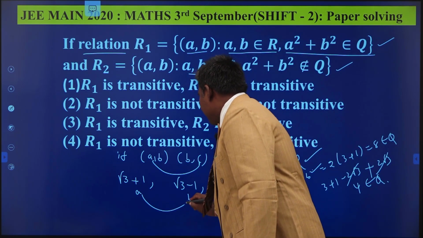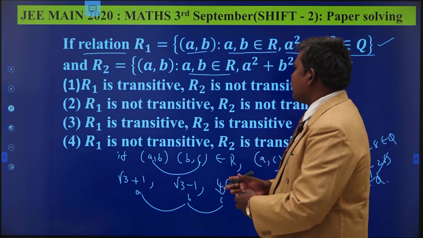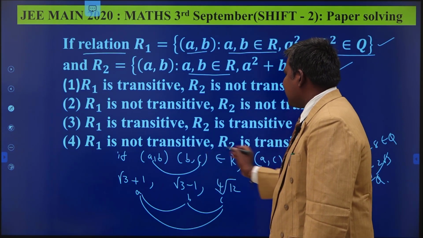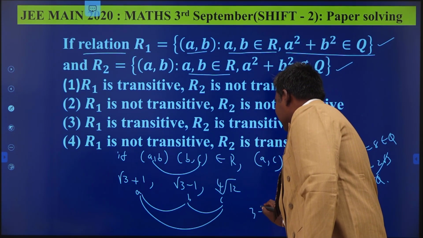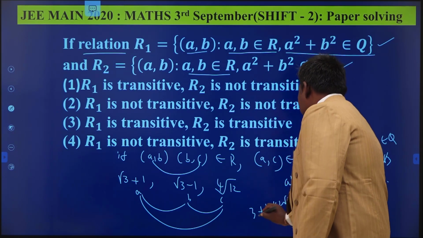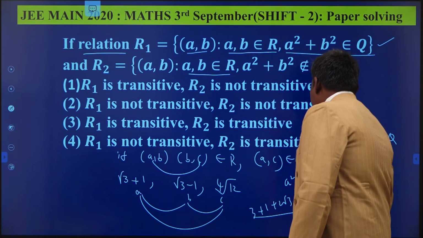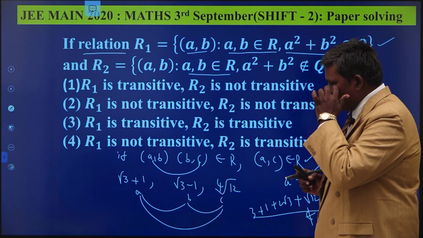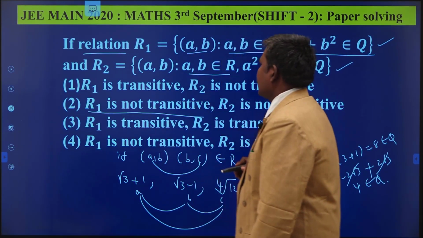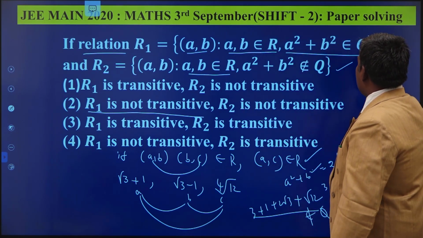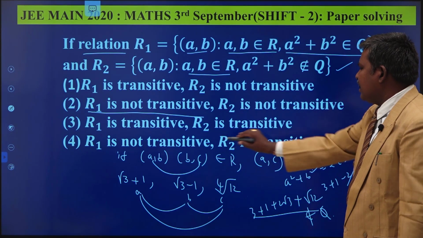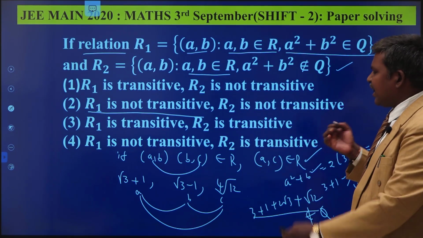So (A, B) and (B, C) belong to the relation. Then does (A, C) belong to the relation? See here, what is their squaring and adding value? 3 plus 1 plus 2 root 3 plus root 12. This does not belong to Q. Therefore, AB and BC belong to Q, but AC doesn't belong to Q. So R1 is not transitive. A square plus B square belongs to Q, B square plus C square belongs to Q, even though A square plus C square does not belong to Q, by example itself.